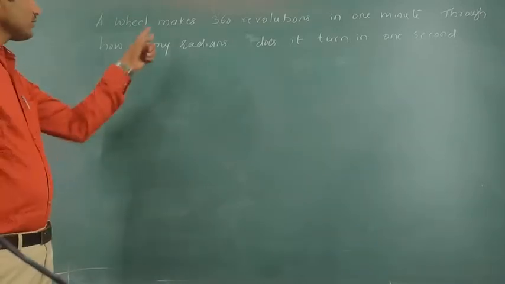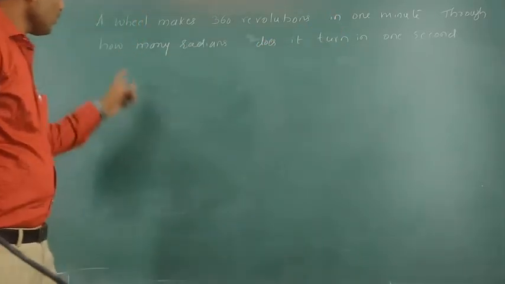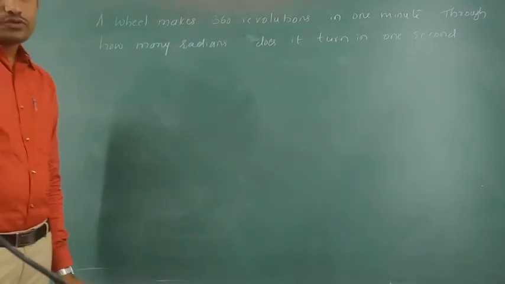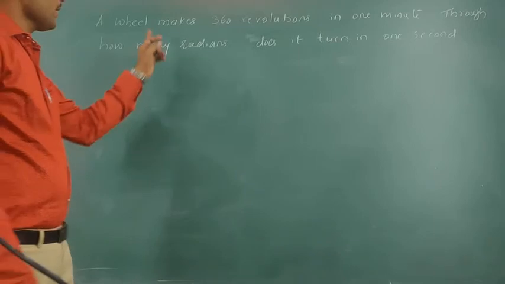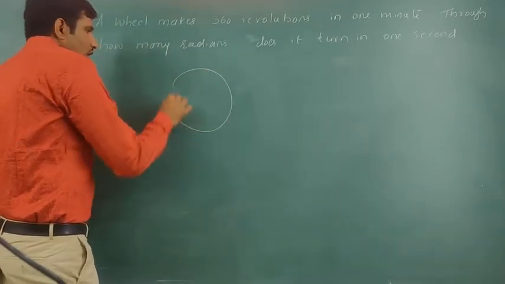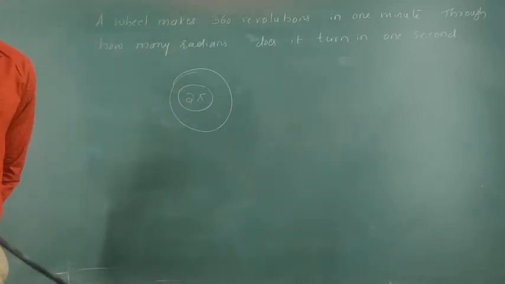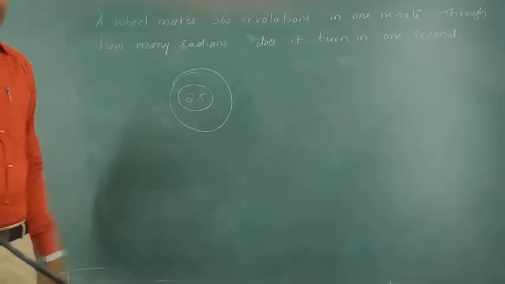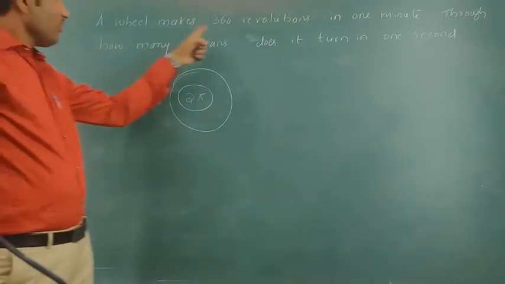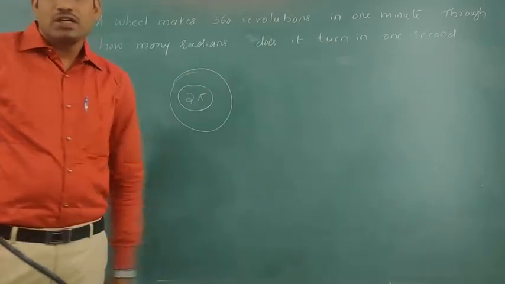A wheel makes 360 revolutions in 1 minute. Through how many radians does it turn in 1 second? Means what, students? First understand the problem. In 1 minute, how many revolutions? 360 revolutions. 1 revolution means how many radians? 360 degrees in radians is 2 pi radians, right?